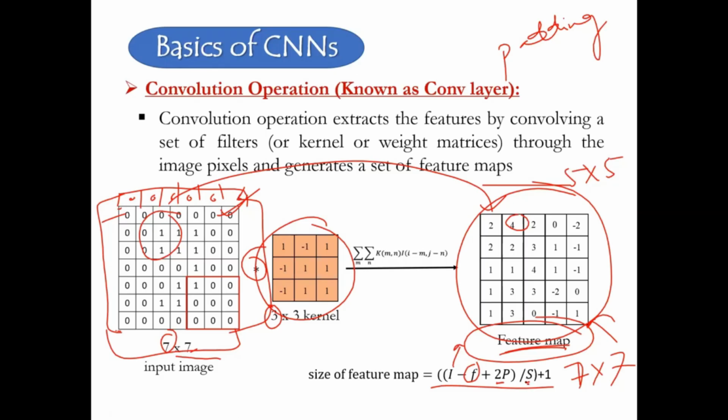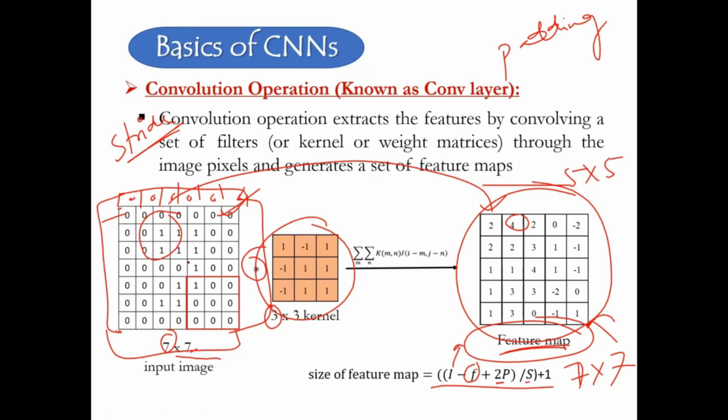And the second term is stride. Striding means how many positions or how many pixels we are shifting during the process. In this case we were shifting one position at a time, one pixel at a time. So S is equal to 1.